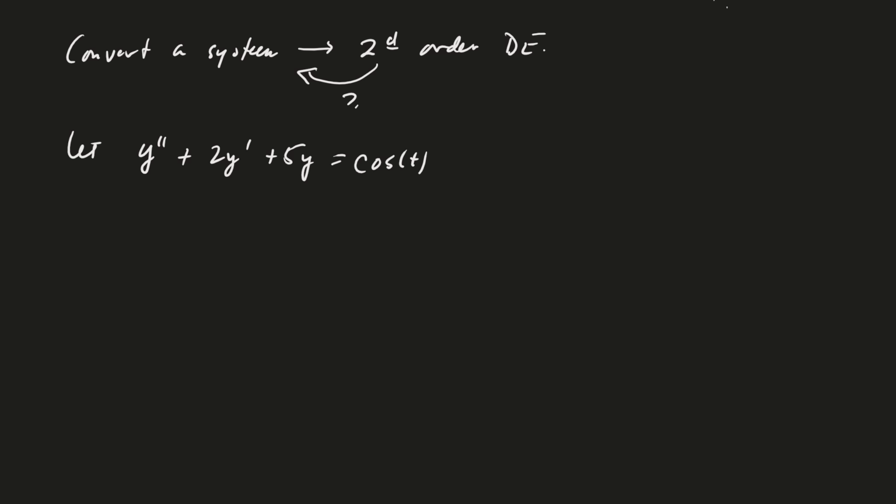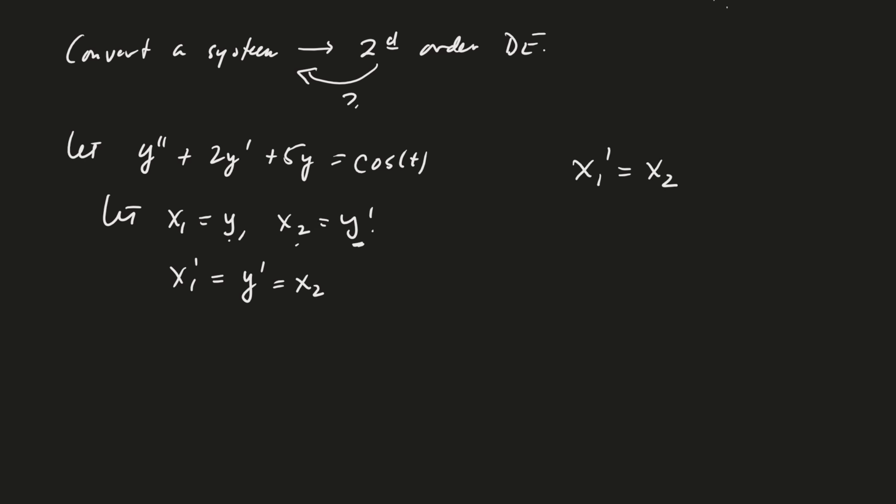Well, the idea here is that I can let x1 be equal to y and x2 be equal to y prime. Then by finding a system of differential equations for x1 and x2, I can write my original differential equation in terms of a system. So by that I mean, if I take x1 prime, that's going to be y prime by definition, and then y prime is actually x2.